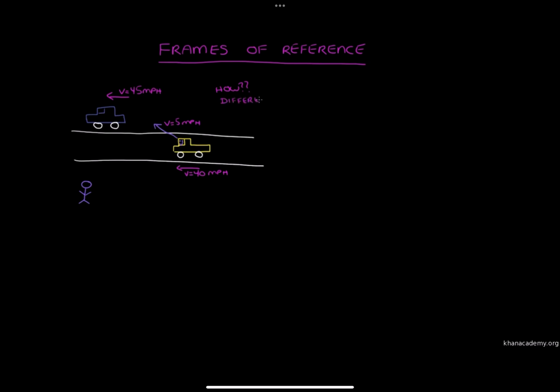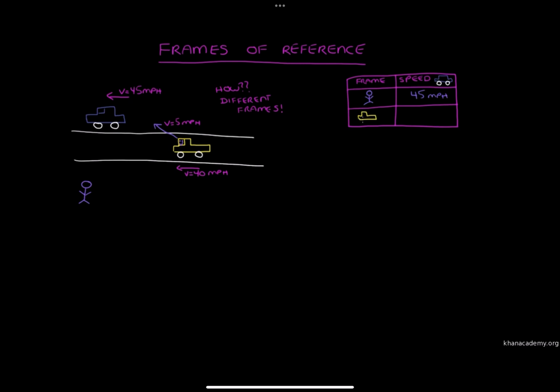This is because both observers are using different frames of reference. So let's go ahead and take a look at that, starting with the speed of the blue car. The person on the side of the road is using their frame of reference of being at rest. So relative to them, the blue car is moving at 45 miles per hour. To the person in this yellow truck, which remember is already going 40 miles per hour, the blue car is going 5 miles per hour.